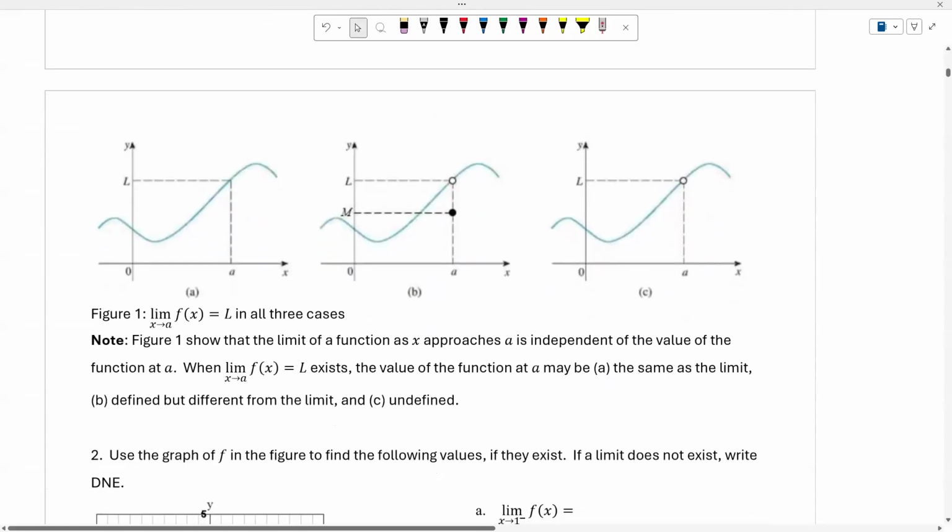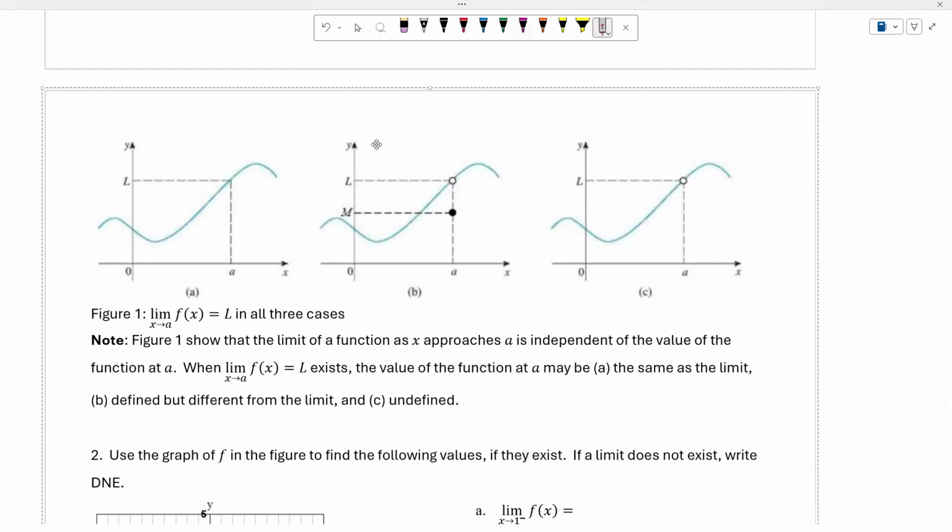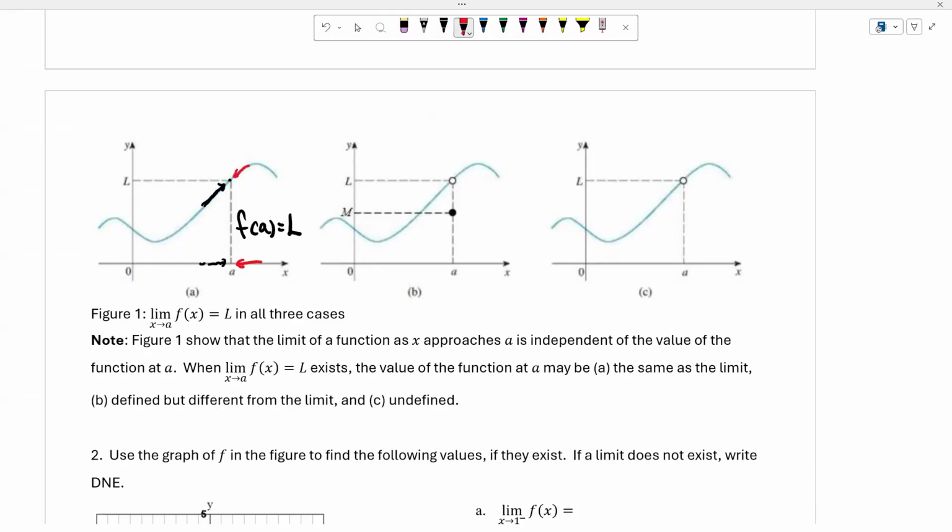And now let us look at the following three examples here. In all three examples, the limit exists and the limit equals L. The first example shows that f of a equals L. So when the input is a, the output is L. You will see that as x approaches a from the left-hand side, the output is closer to L. And from the right, as x approaches a from the right-hand side, the output is also getting closer and closer to L. That's why the limit exists and the limit equals L.